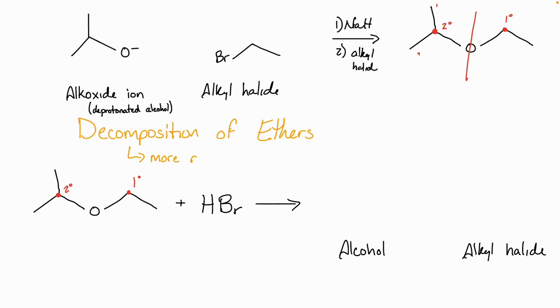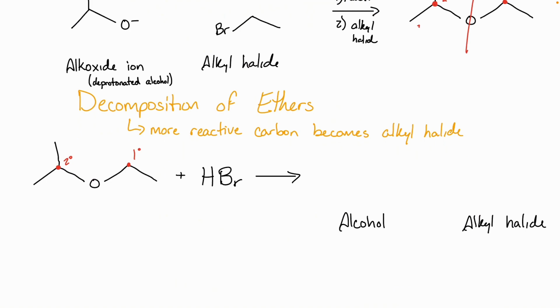All right, and the more reactive carbon becomes our alkyl halide. So in this particular example, I get basically the same two products. My alkyl halide fragment is that 2-carbon fragment, my primary carbon, the more reactive carbon. And my alcohol is the other chunk.